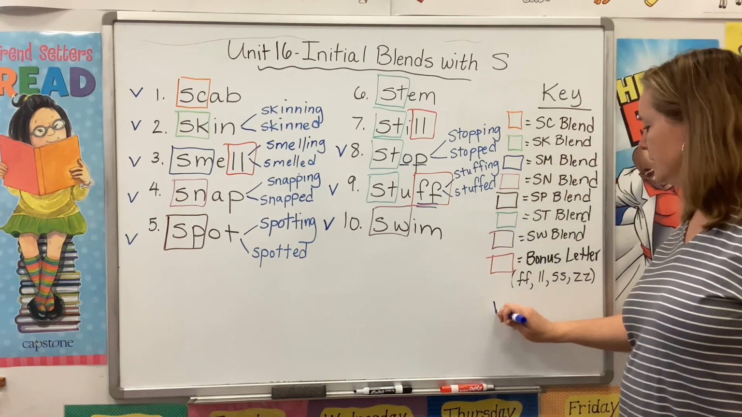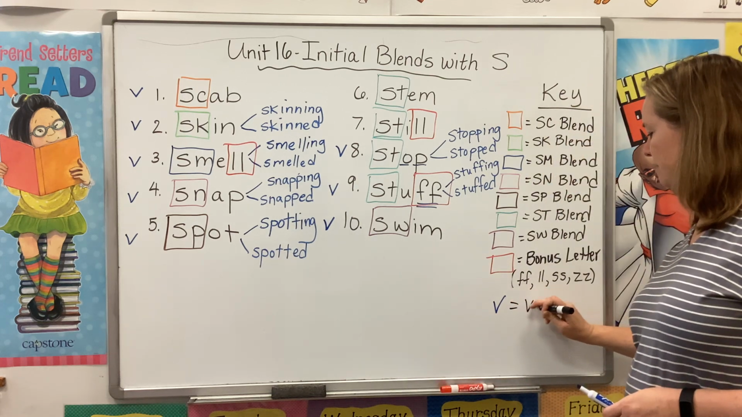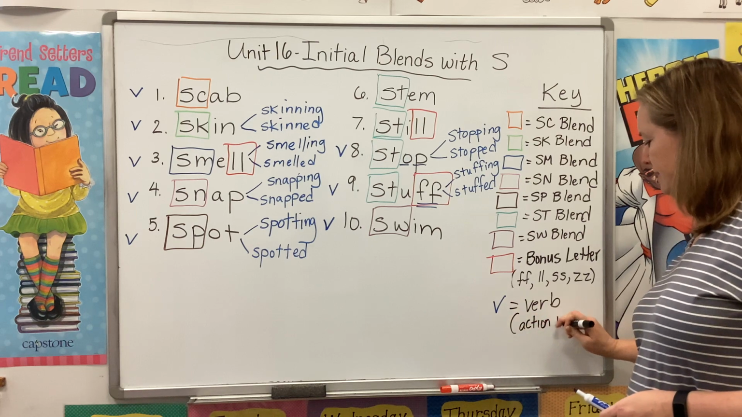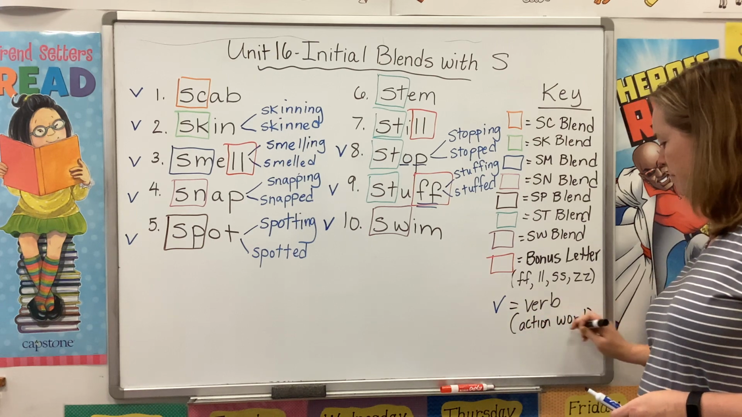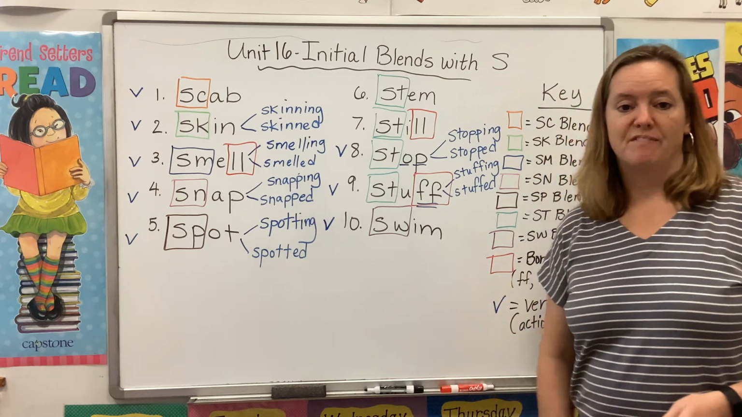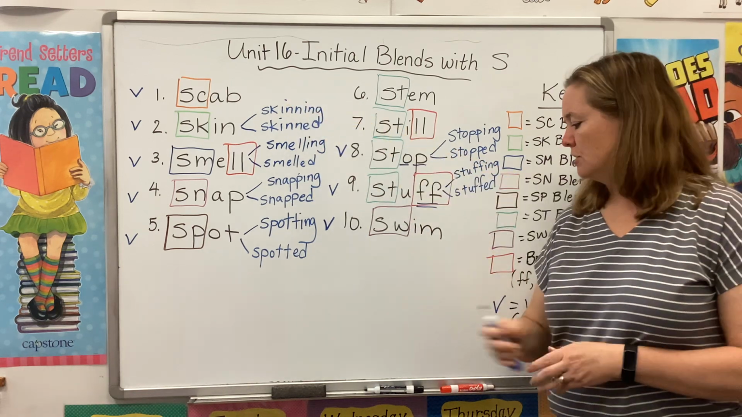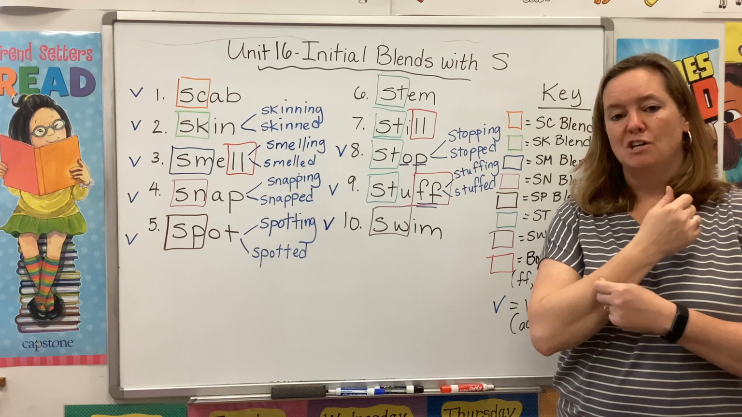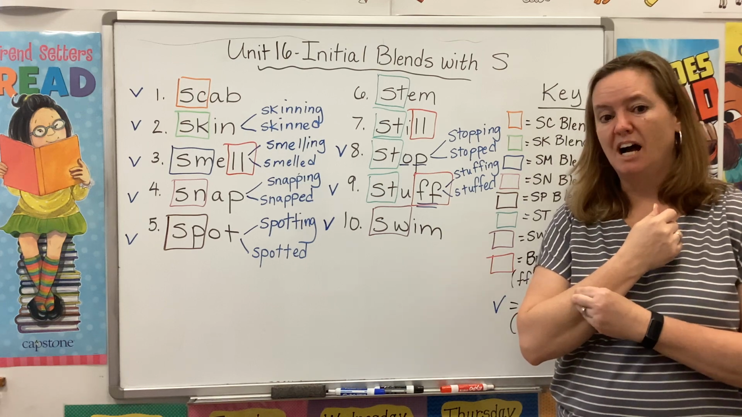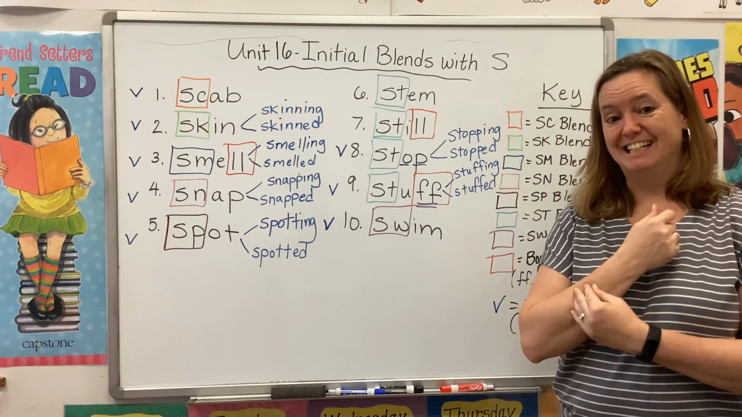Okay, oh, down here, forgot to update my key. V equals verb, and we know that a verb is an action word, something we do or animals do or the weather does, that sort of thing. All right, very quickly, let's make sure we know what our words mean. So a scab, we talked about that. That would be like the crispy edge, the outside part of a cut, right? It protects you until your skin can heal.